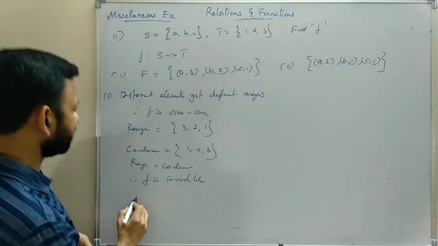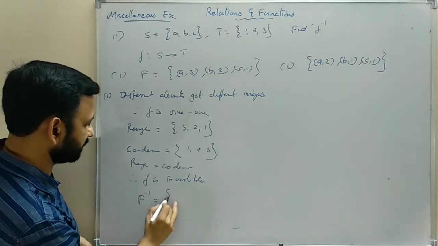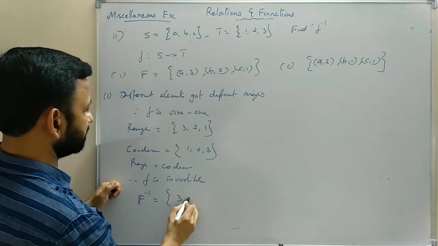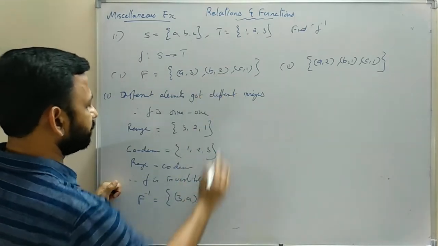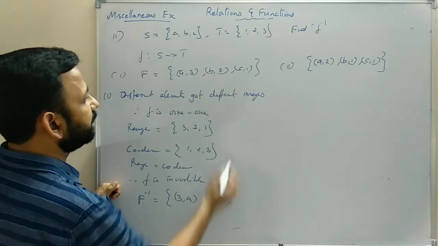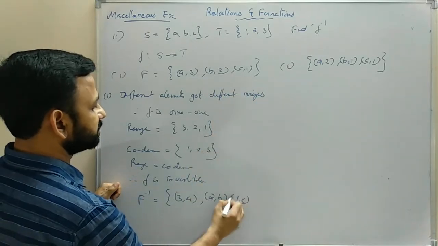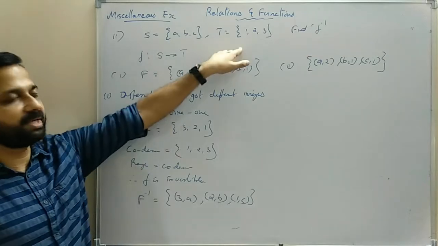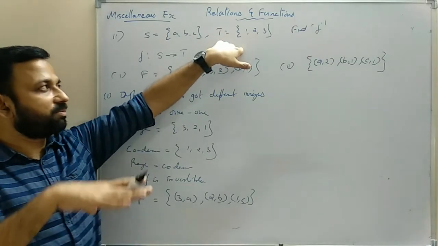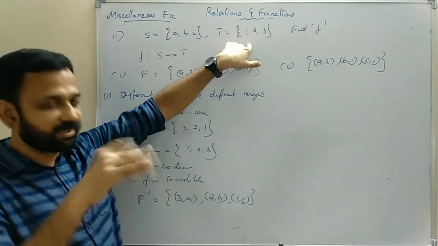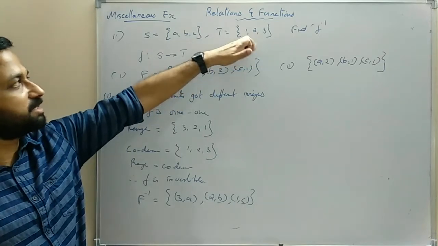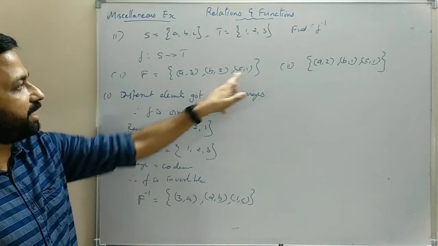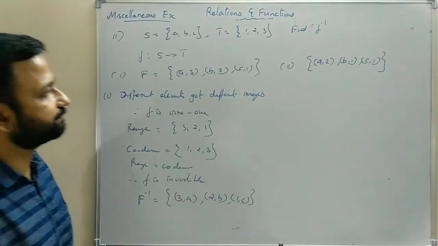And if it is an invertible function, we can find f inverse. f inverse is equal to {(3,A), (2,B), (1,C)}. Because f is a function from S to T, and if f is 1-1 and onto, then it is invertible. Then f inverse is a function from T to S. So (3,A), (2,B) and (1,C). So this is f inverse.